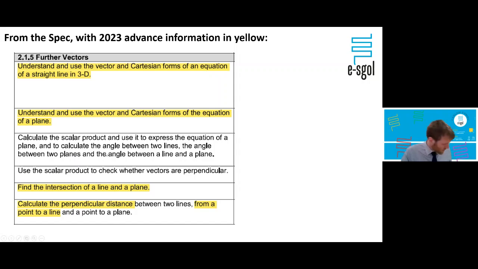Now, moving on. The next topic we're going to look at is some questions involving vectors.